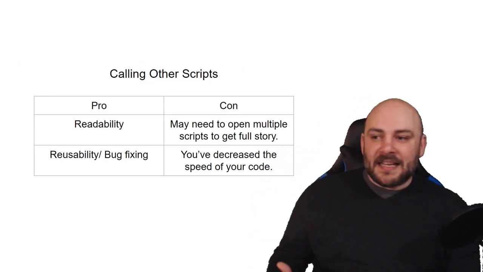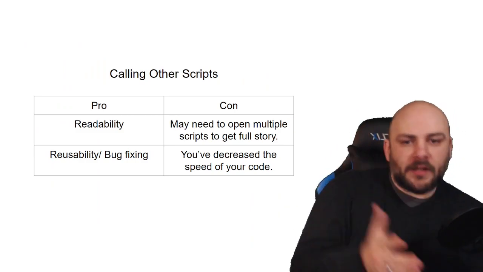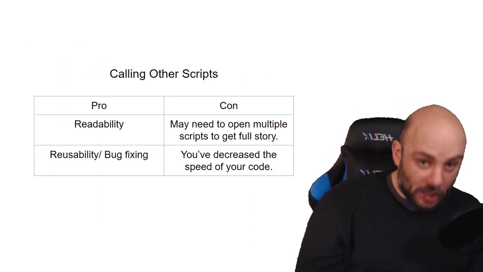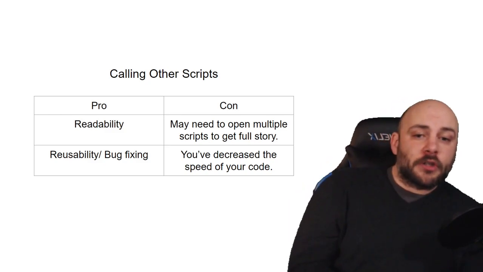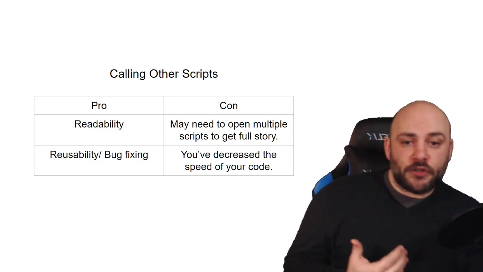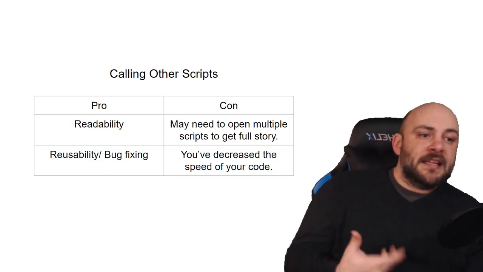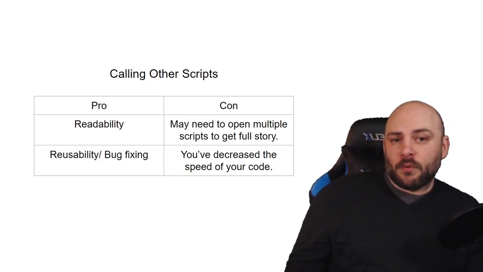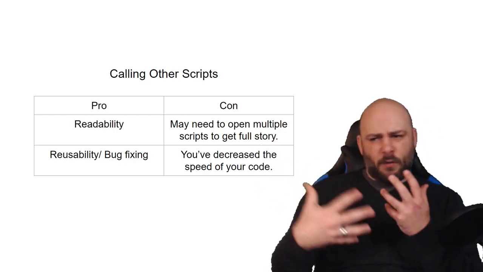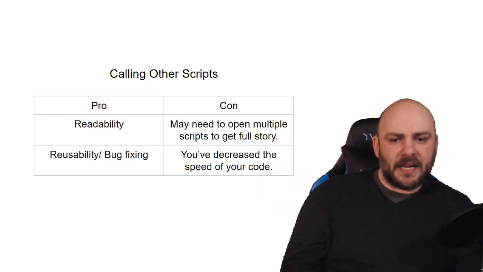So I guess in the end of the day, we have calling other scripts. Let's just do some pros and cons, okay? A pro to calling other scripts is that you can increase your readability of the individual scripts. Your con, you may need to open up multiple scripts to get a full story of what's going on, and you might just have a whole bunch of things open at once, and it can be kind of obnoxious.